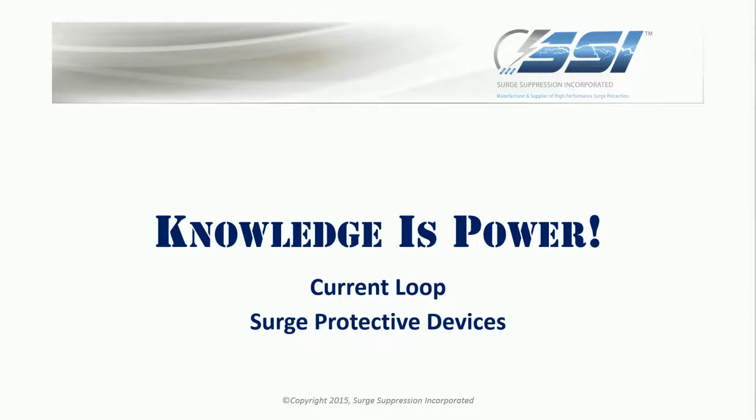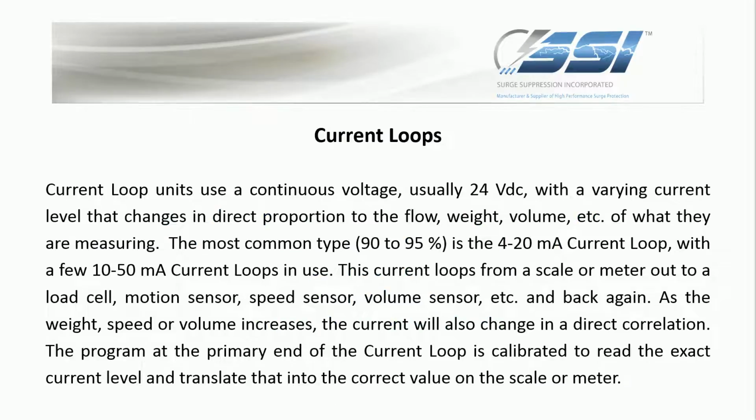Today we will be discussing current loop surge protective devices. Current loop surge protective devices, SPDs, are used throughout industrial, manufacturing, and commercial facilities. The need to measure speed, volume, weight, flow, or any number of other variables make the current loop a vital part of many operations. Protecting the current loop circuit and the equipment at both ends of the current loop is the job of the current loop SPD.